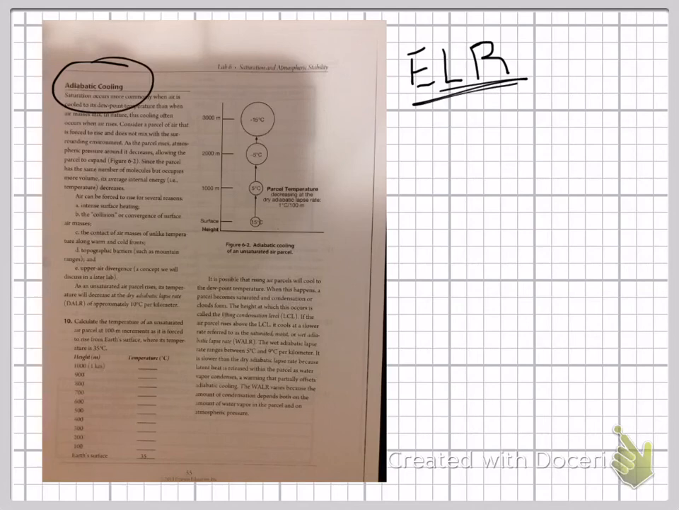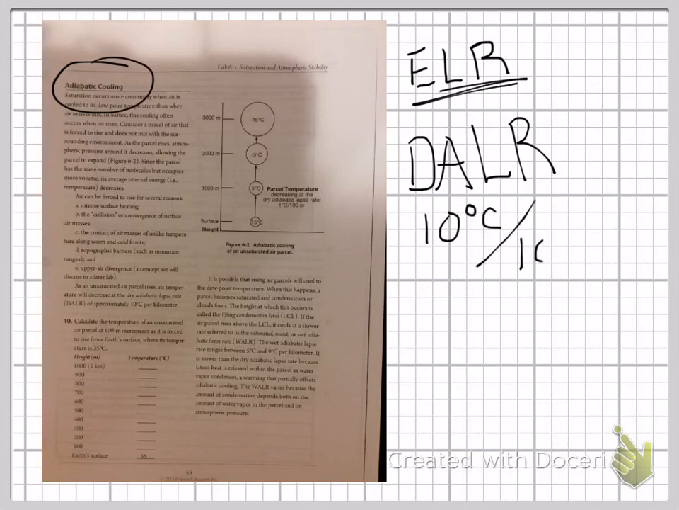Now we're going to talk about the adiabatic cooling of air masses, and we're going to start with what's called the dry adiabatic lapse rate, or the DALR, dry adiabatic lapse rate. And there's an understanding lapse rate, and that is that the temperature will cool 10 degrees Celsius every 1,000 meters. Or another way to think of it is what's written right here, which is that it will decrease 1 degree Celsius every 100 meters.